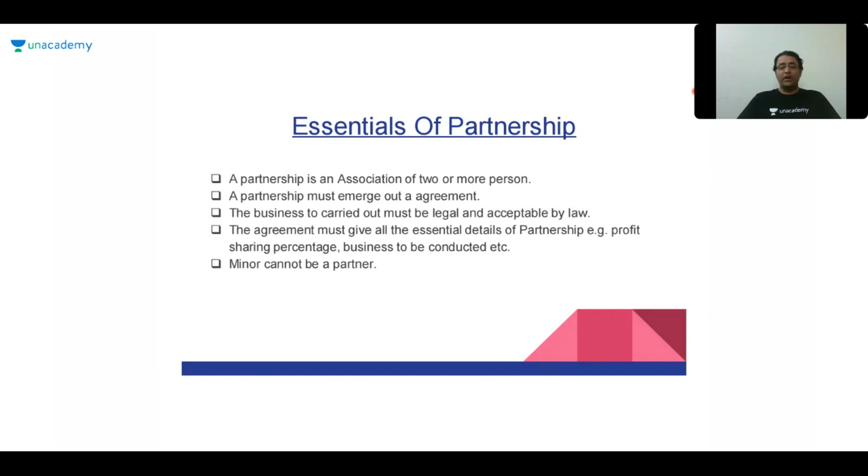Okay. The last point, a minor cannot be a partner. If you go back to my session on the Indian Contract Act 1872, there are certain people who are barred or disqualified from entering into a contract, and one of them is a minor. A minor is a person who has not reached the age of 18 yet. So a person who has not reached the age of 18 cannot be a partner in a partnership firm. He can definitely be admitted to the profits of the firm, but he cannot be a partner in the firm simply because he is incapable of contracting. So until he reaches the age of 18, he cannot enter into contracts, hence he cannot be a partner. Any questions? Please ask me.